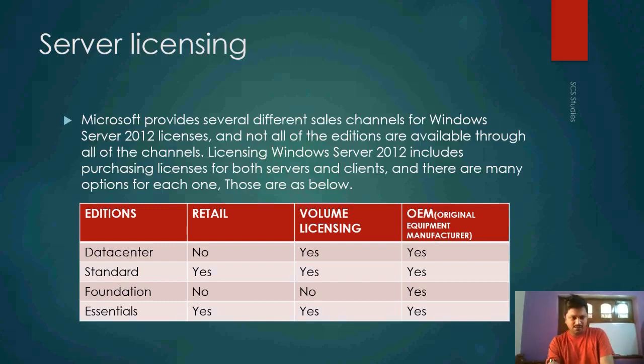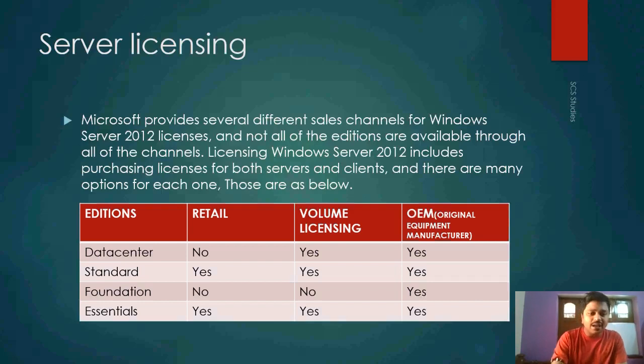The next part is Essentials. In the Essentials edition, we can get it from anywhere in the market. That means from retail, from volume licensing, and also from OEM. We can get it from these 3 channels. So this is the basic idea: if you want to purchase a particular edition of the operating system, where to go, where you can find that licensing, and from where you can purchase.